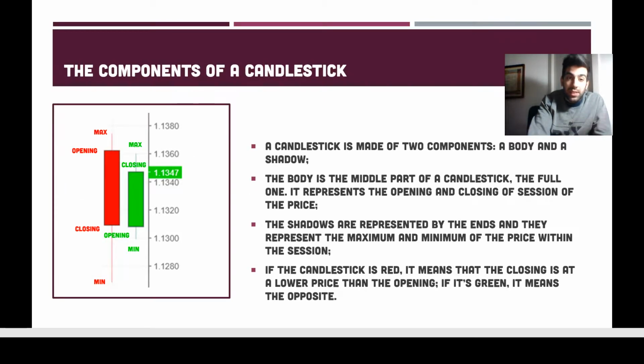Let's see some candlesticks. So these are the components of a candlestick. We have here represented two different candlesticks, a green one and a red one. The red one is a descending and negative candle, while a positive and uptrend candle is the green one. As we can read here, a candlestick is made of two components, a body and a shadow. The body is the middle part of the candlestick, the full one right in the middle, and the colored one. The color helps us to understand if this is an uptrend or a downtrend candle. And shadows are these lines here at the end of the candle.